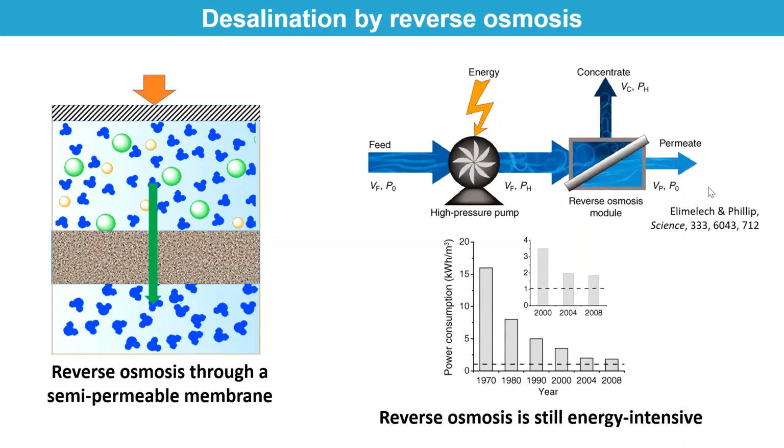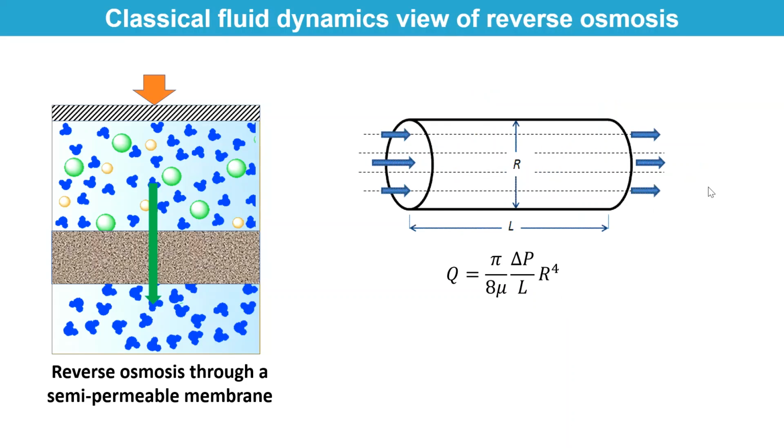Here we can use classical fluid dynamics to give some idea of how we can do that. If we perceive the water flow through the semi-permeable membrane as a kind of Poiseuille flow through a round pipe, then Poiseuille theory tells us that the flow rate scales as the radius to the power fourth, that is the radius of the pore to the power fourth, and then it scales inversely with the length of the pore.